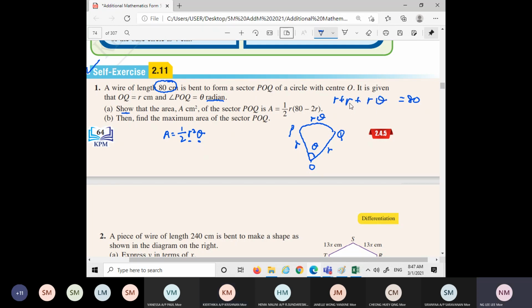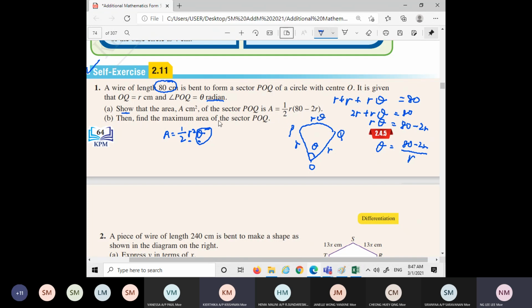So you see, R plus R is 2R, and then r theta equals 80. I want to get rid of the theta, right? So I have to make theta the subject. So r theta equals 80 minus 2r. Correct? Then 80 minus 2r, the r comes here and becomes a divide. Now you substitute this into here, where we already showed that the area is, then you should get this.